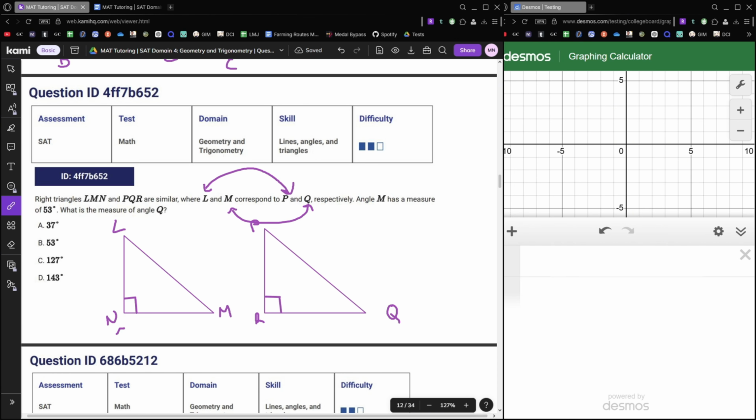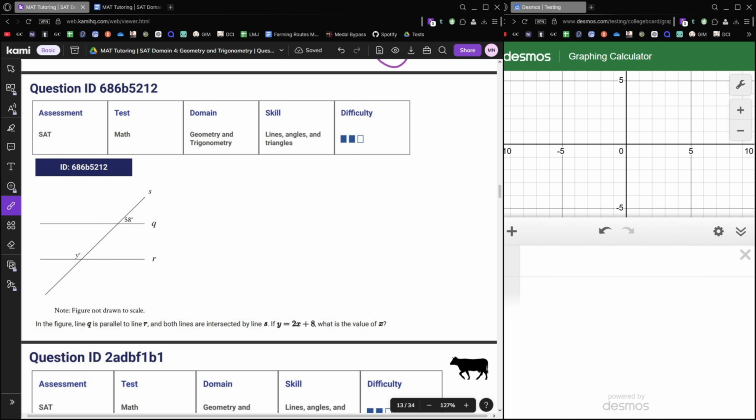Alright, so all I did was swap the two angles on the bottom here. We know that M is 53 degrees, and they want us to find the measure of angle Q. Would you look at that? They're both in the same spot. And you'll know what that means. They both have the same measure. So that means our answer would be 53 degrees, or B.